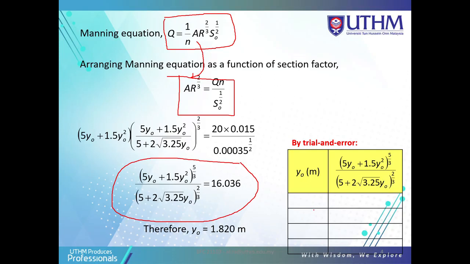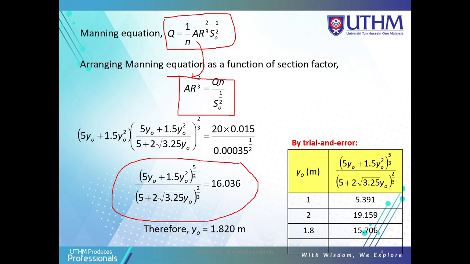So you just try and error. First, you assume that y naught is 1. If y naught is 1, you put it into this formula and you get the value 5.391. Then in the second row, you assume that y naught is 2, and you get this value, which is not the same as this value. Since this is bigger than the target value, you go a bit less than 2, you get 1.8. You insert y naught as 1.8, and you get the value 15.